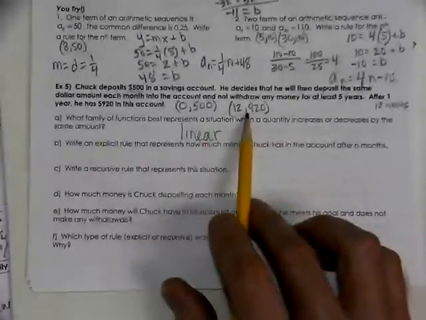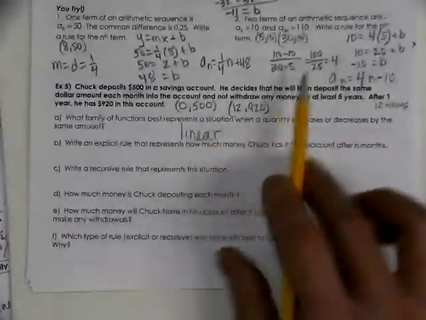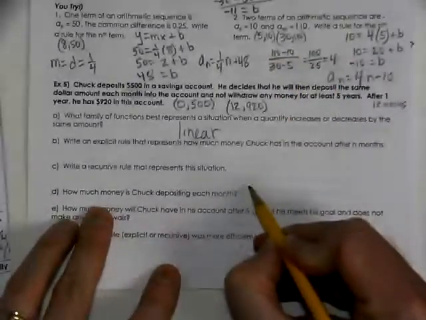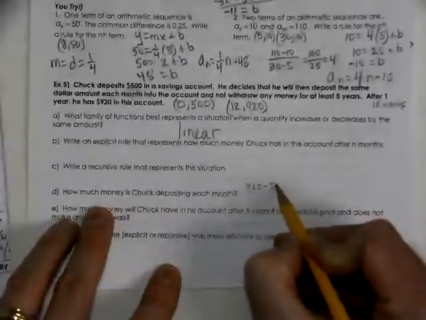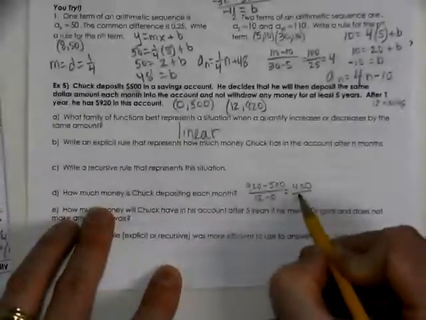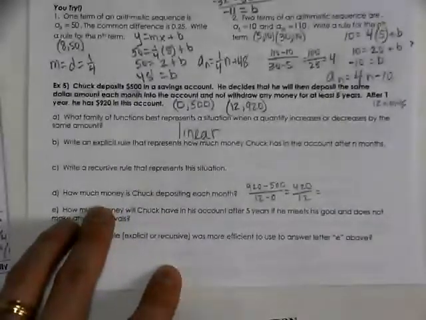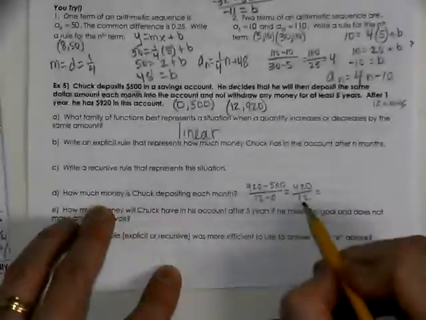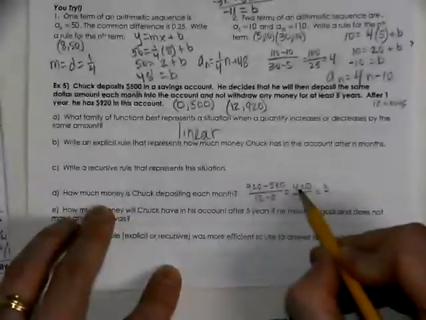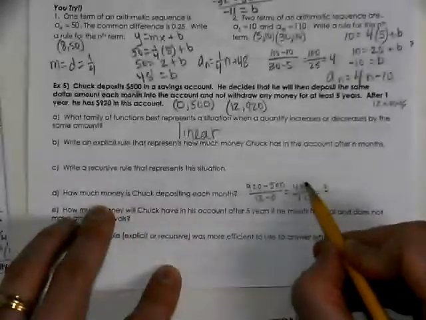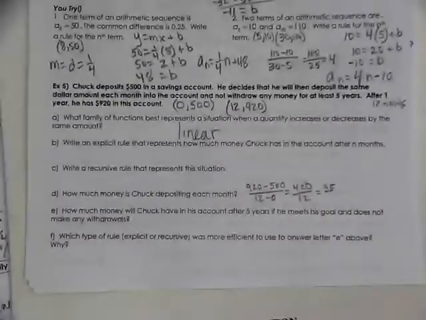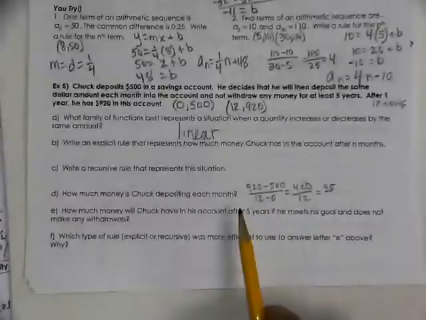So if we look at our two ordered pairs, we can use that to create the slope, just like we did earlier. We took our ordered pairs and we used that to figure out the slope. So if we take the 920 and we subtract the 500, take the 12 and minus the 0, we get 420 divided by 12. Then 12 goes into 42 3 times, which is 36. That leaves us 6 left over, so it's got to be 35 because 12 goes into 60 5 times. So we're going to deposit $35 into the account each month.